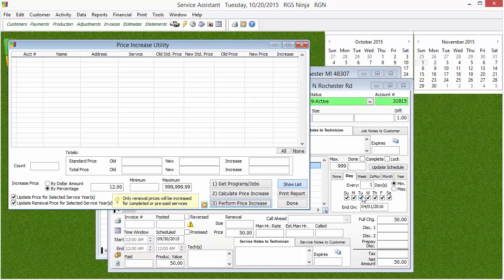I can't stress enough, because there've been quite a few calls where people called up and said, hey, I did a price increase. I made a mistake. I need to roll back the prices. Unfortunately, we can't roll back a percentage on a price, because it won't be the exact percent.